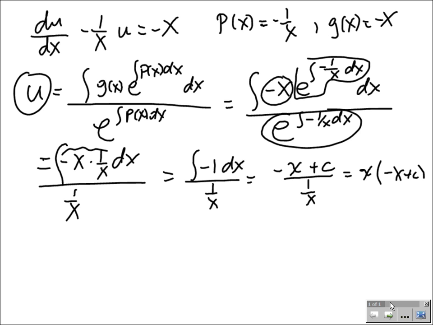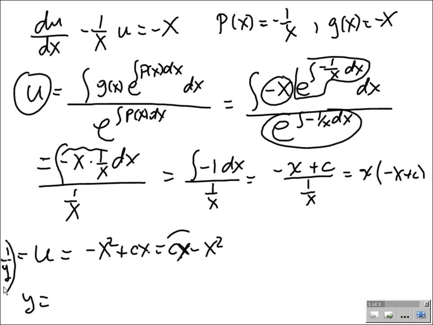And remember, this is what u is equal to. u is equal to negative x squared plus cx. Personally, I'd rather write the positive term first. But u was 1 over y. I take the reciprocal of this, I get y. I take the reciprocal of this, which is understood right now to be over 1, and I get 1 over cx minus x squared.